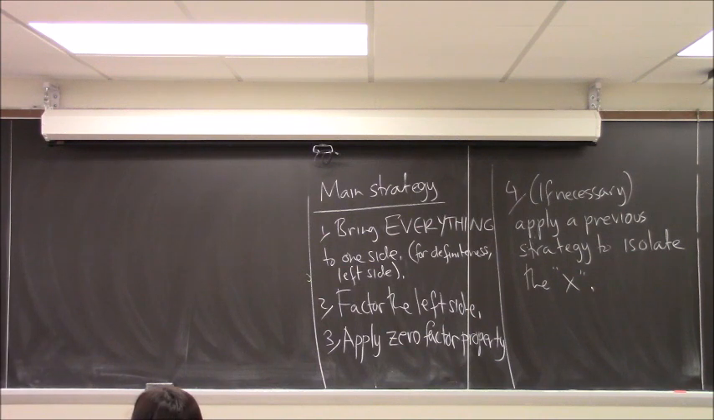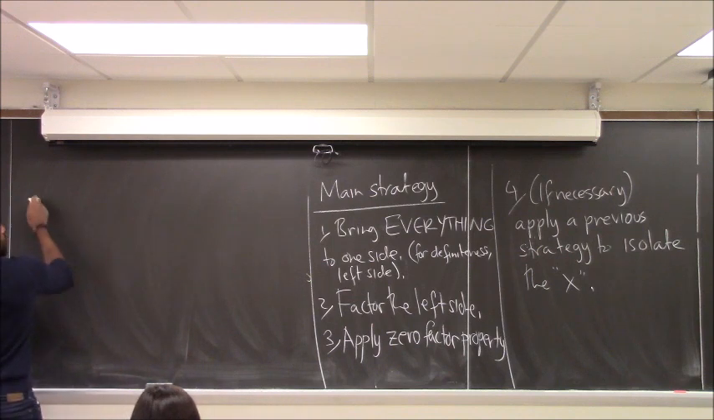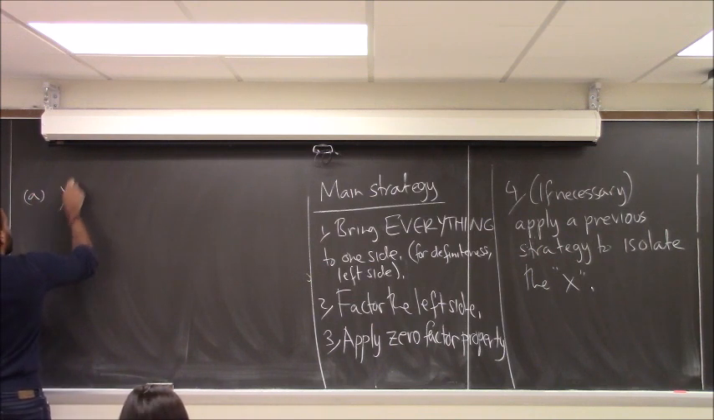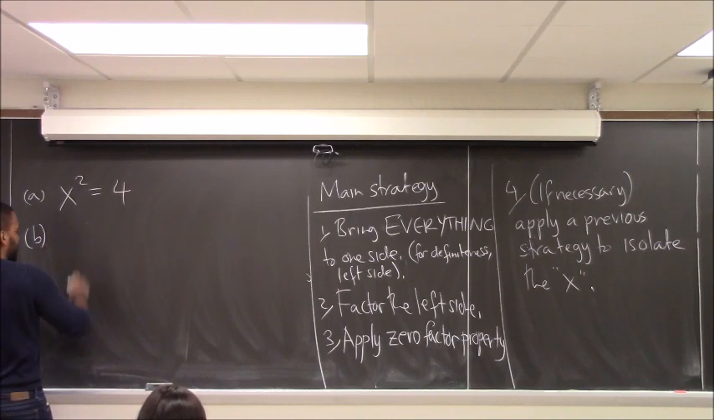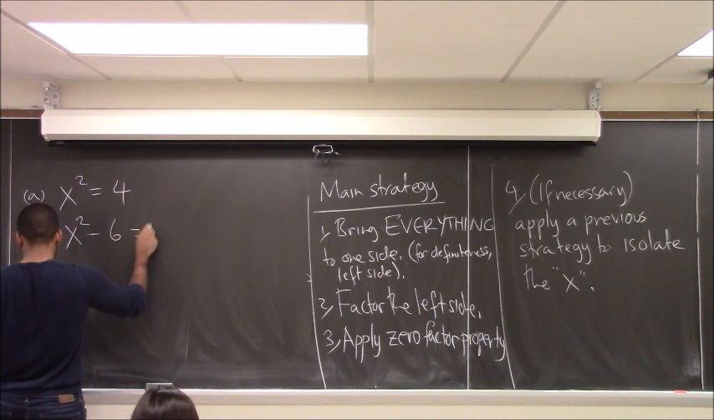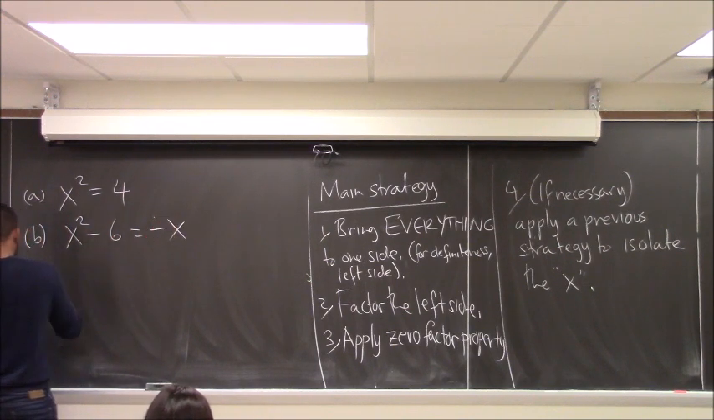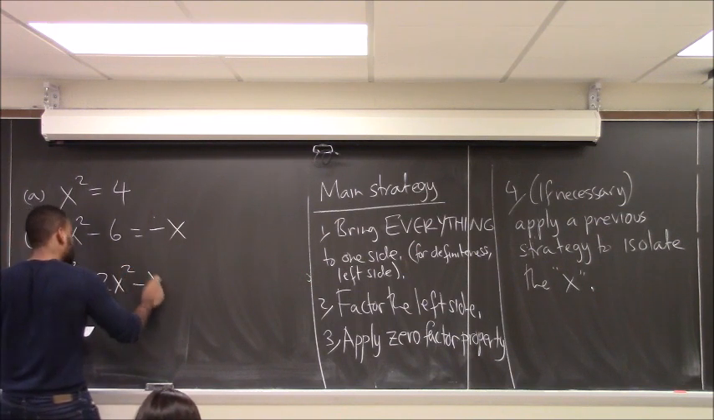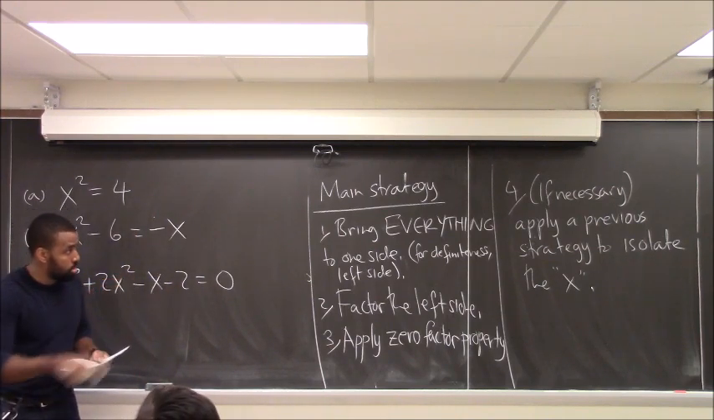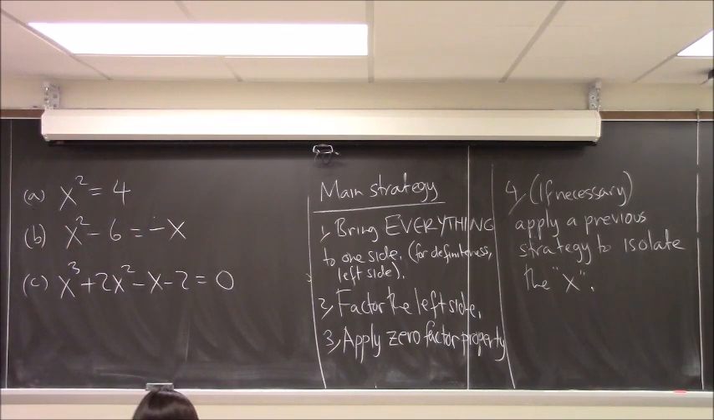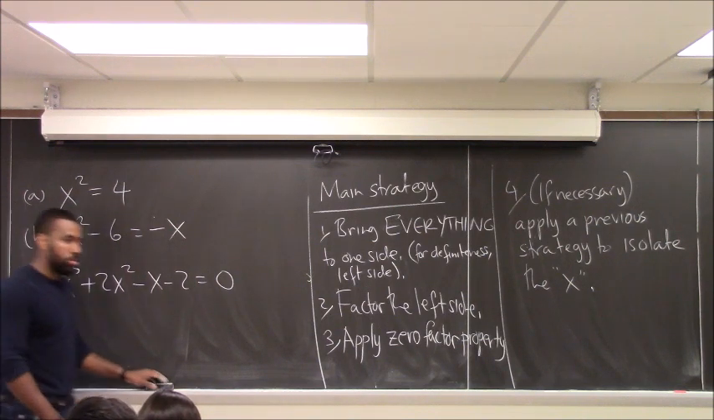Some examples here. This wasn't planned, but let me redo x squared equals 4, just to show that it can work with the previous strategy. At this point, I'll just do a few examples because we'll be using that strategy a lot more. It's a very important strategy. Factoring and using the zero factor property.